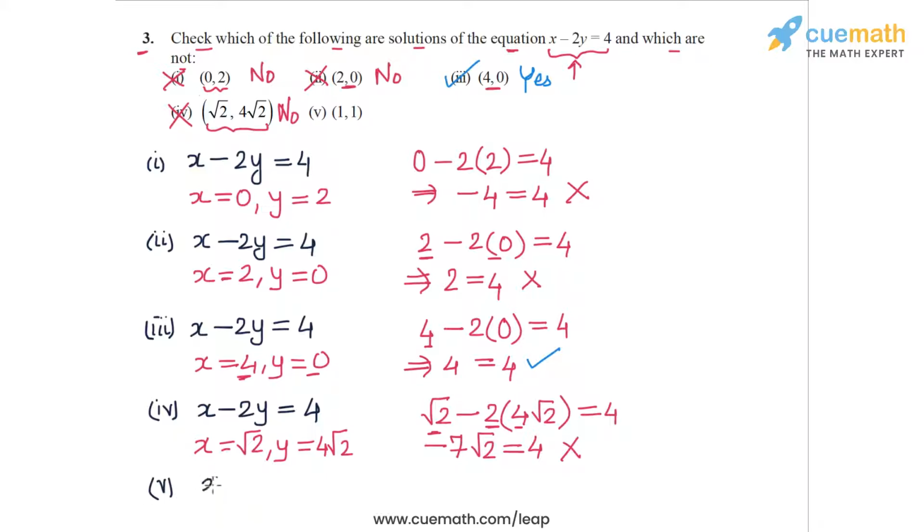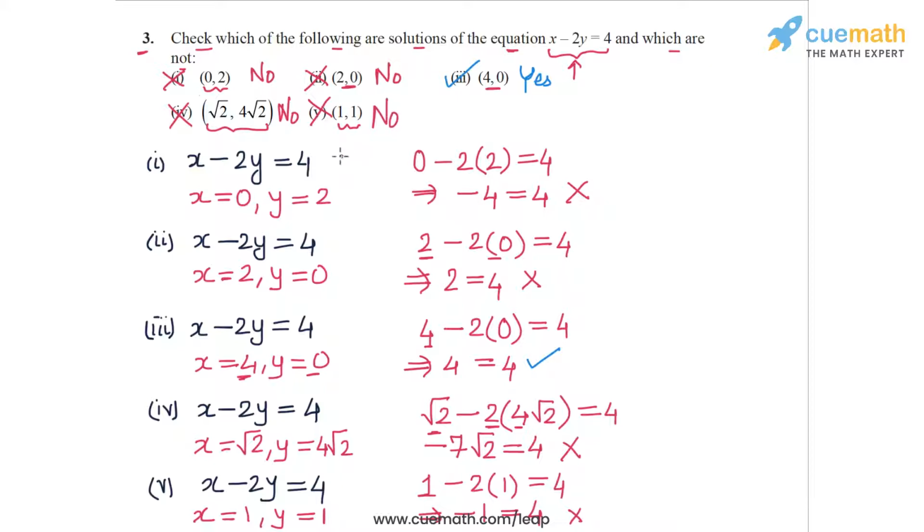Finally, let's do part 5. In part 5 the equation is the same, x minus 2y equal to 4, and the solution that we have to check is 1 comma 1. So we have to check x equal to 1, y equal to 1. If we substitute this into the equation, we get 1 minus 2 times 1 is equal to 4. So on the left side we get 1 minus 2, or minus 1, and on the right side we get 4. So once again the equation is not being satisfied, so 1 comma 1 is also not a solution of the equation.